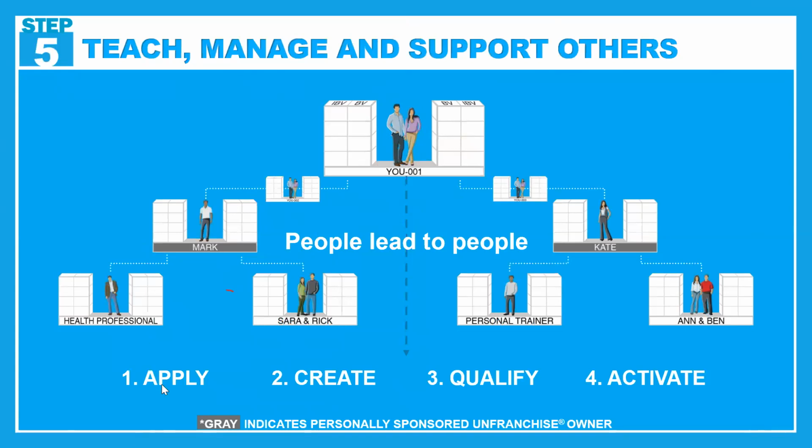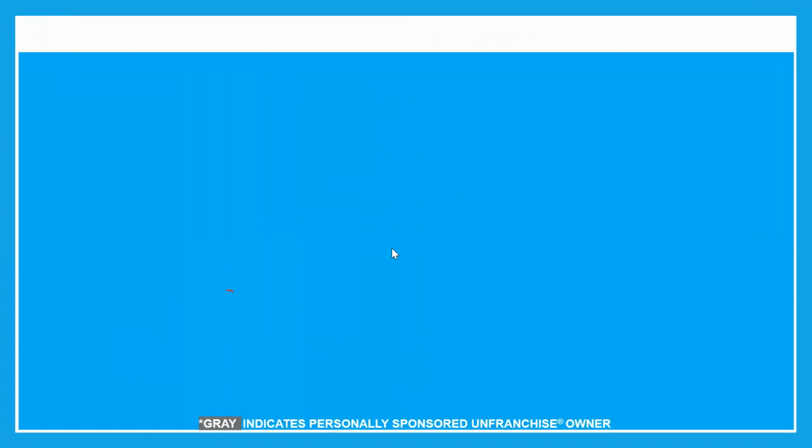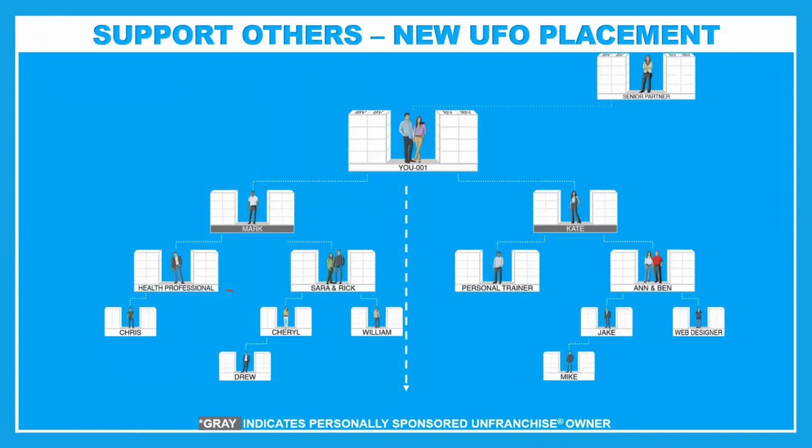So you have different people that keep coming in, because different people within the team will introduce different other people. So we can support others, and you can put new business partner, UFO and franchise owner placement to the very end of either your left or your right-hand side of your business. Okay, so in this case is Matt. Let's say Matt is our new unfranchised owner that you would like to introduce.